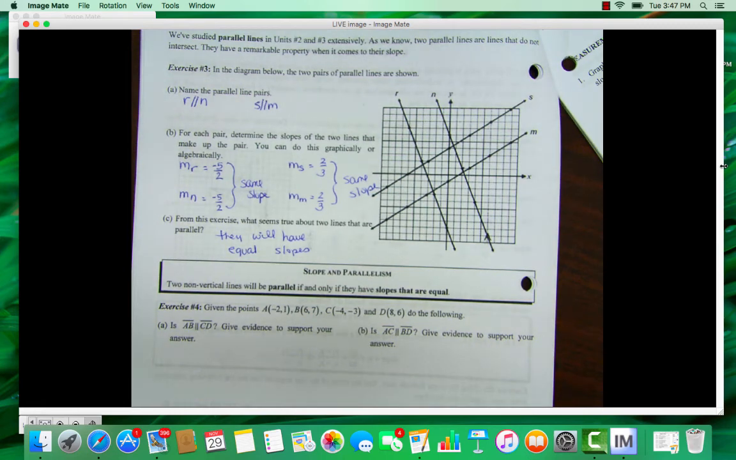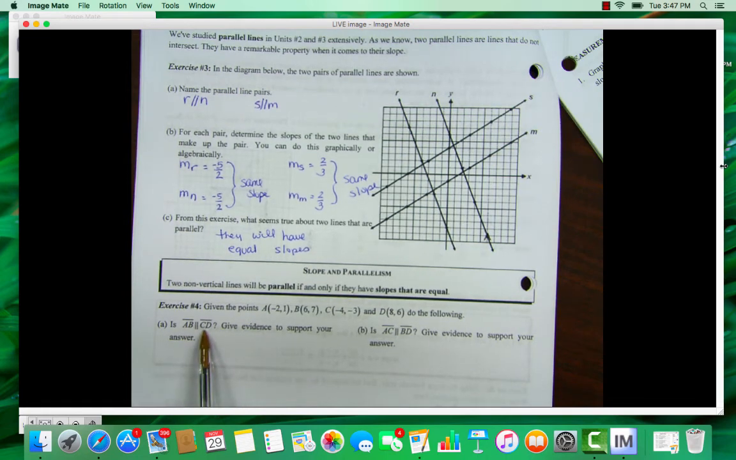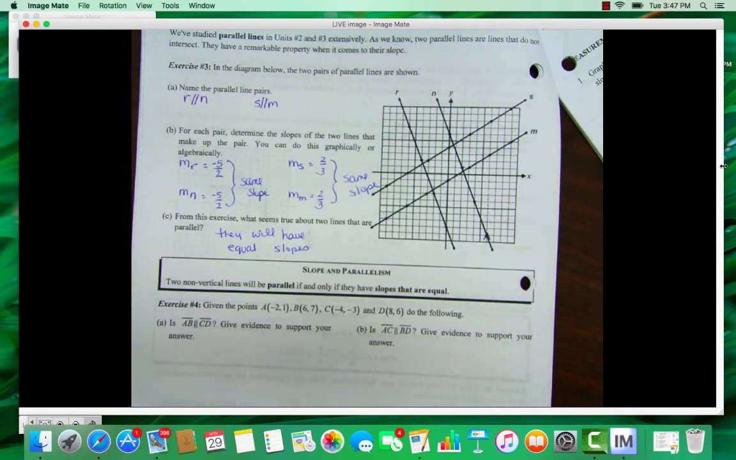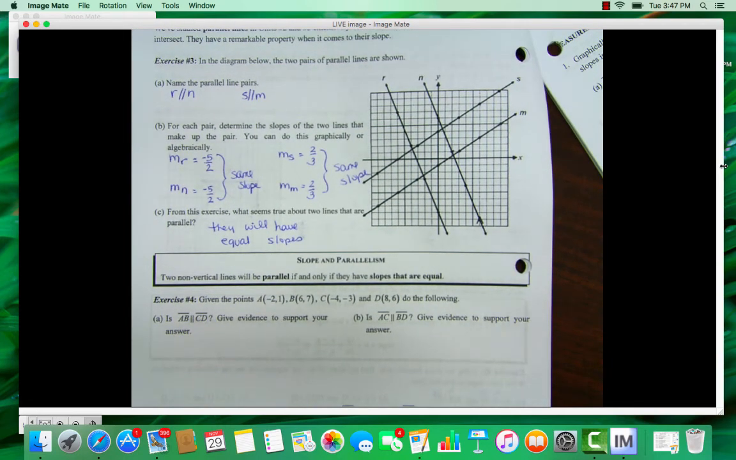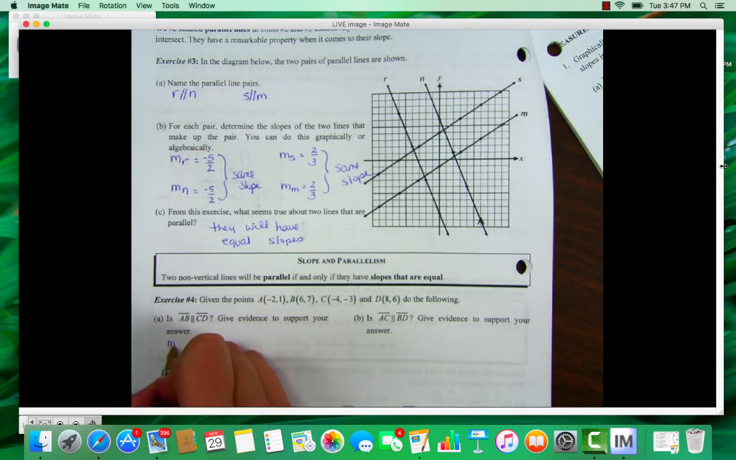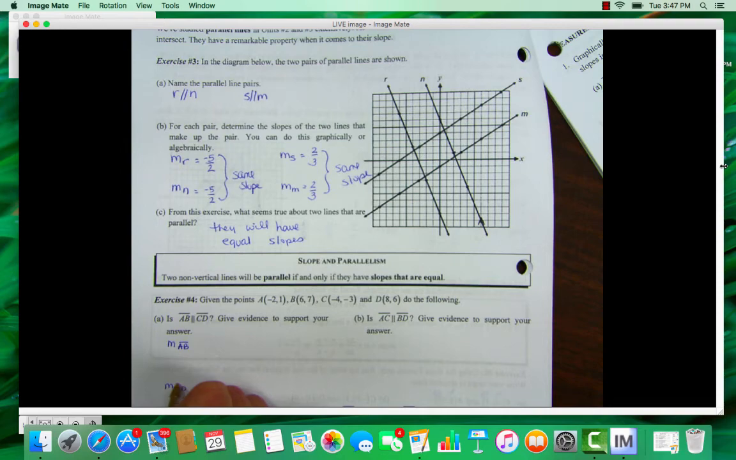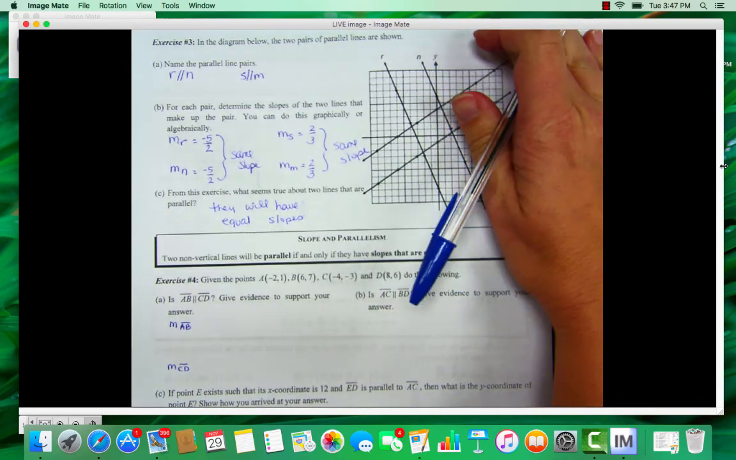All right, so basically 2 non-vertical lines will be parallel if and only if they have slopes that are equal. So now what we want to do is determine if AB is parallel to CD and give some kind of evidence to support our answer. What I'm going to do is find the slope of AB, and then find the slope of CD, and see if those 2 slopes are equal. If they're equal, then the lines are parallel.